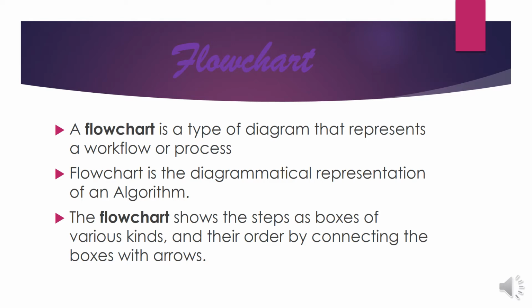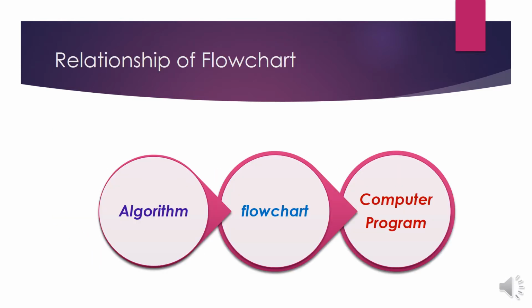It is a type of diagram that represents a workflow or process of any problem. That's why we call it the diagrammatical or pictorial representation of an algorithm. It shows us the steps as boxes of various kinds and their order by connecting the boxes or shapes with the arrows.